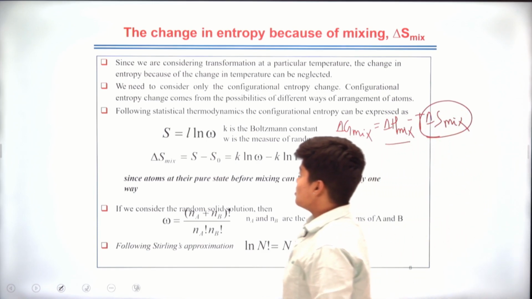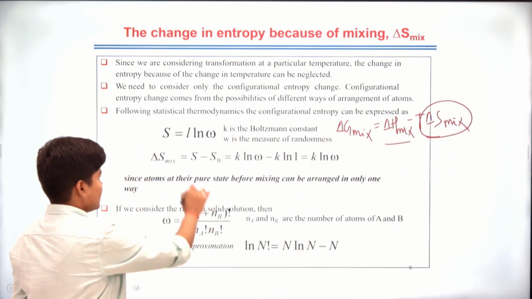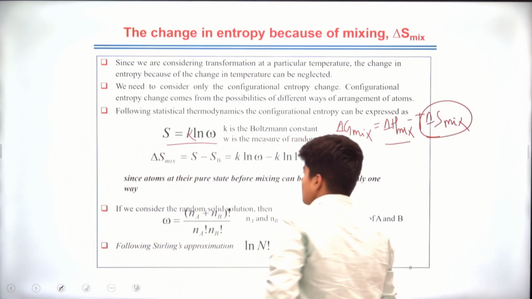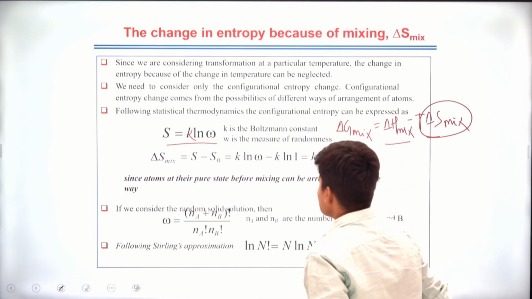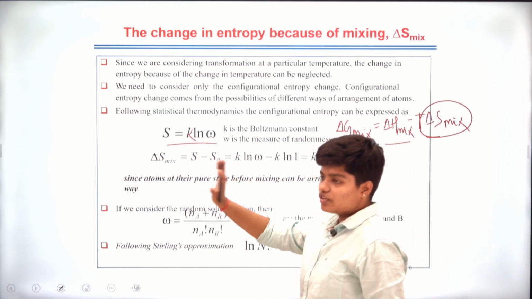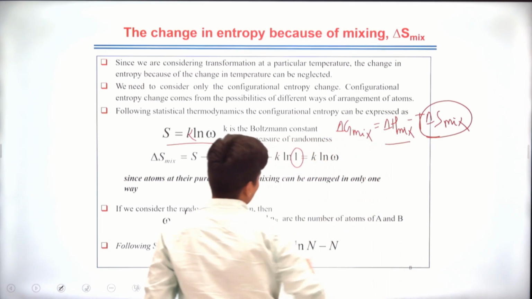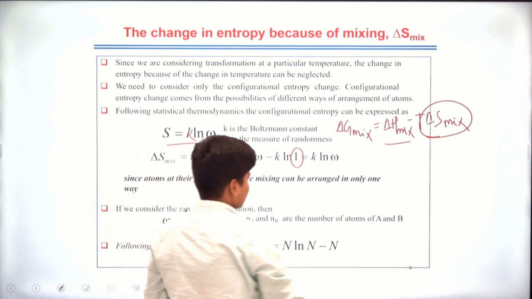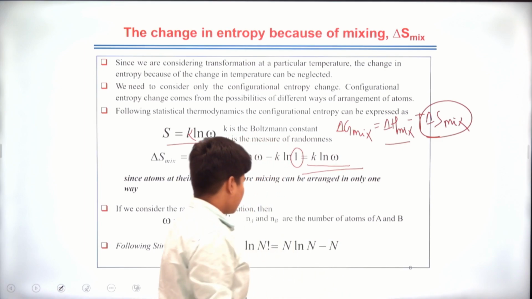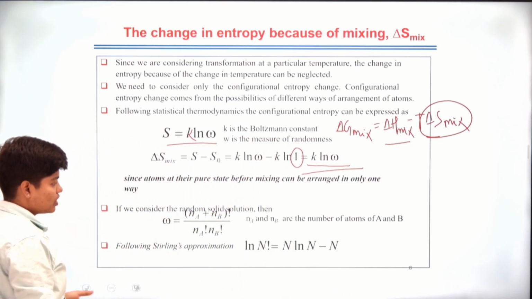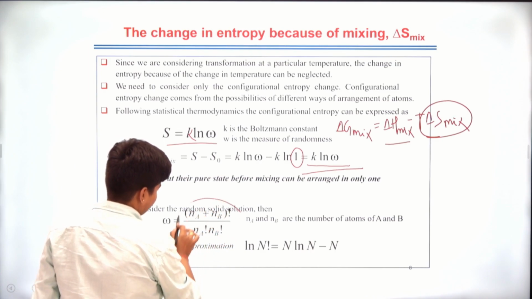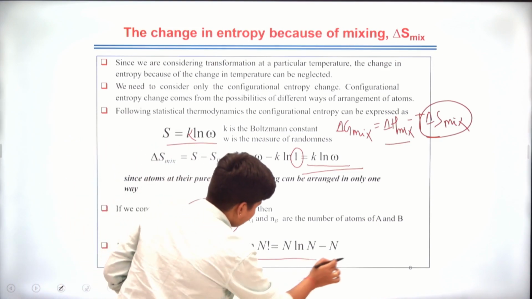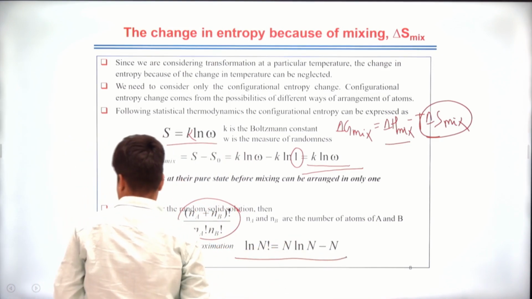For the del S mix, we are taking the configurational change equation, that is k ln W, where k is Boltzmann's constant and W is the number of arrangements. So del S mix will be S minus S naught. S naught, for the pure element, the configurational number will be 1, only one configuration. So ln 1 will be 0, and the final equation will be k ln W. We calculate W by (Na plus Nb) factorial divided by Na factorial into Nb factorial. And there is the Stirling approximation: ln n factorial is equal to n ln n minus n.